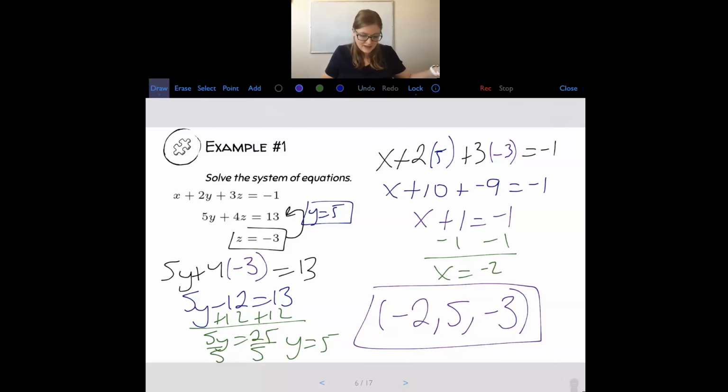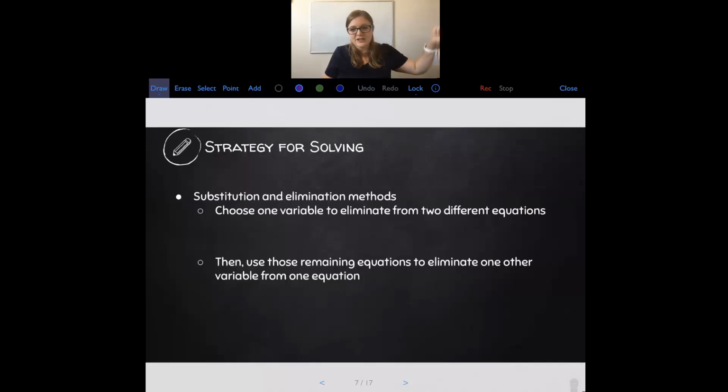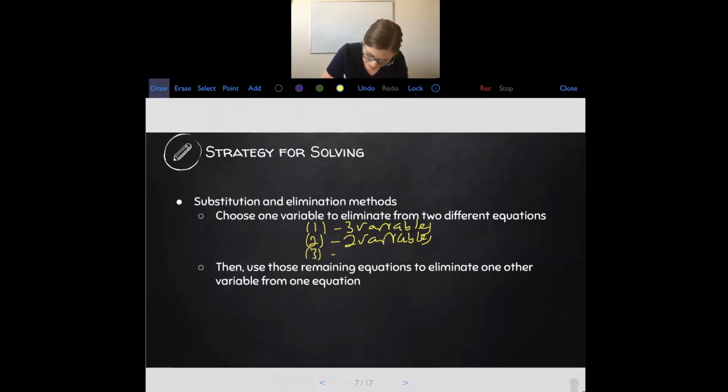Okay. So the strategy here in general is we're going to use substitution and elimination. What we'll do is we'll choose one variable to eliminate from two different equations, because what that is going to do then is we'll have one equation with three variables, okay, and then equation 2 will have two variables, which will be the same two variables as equation 3.